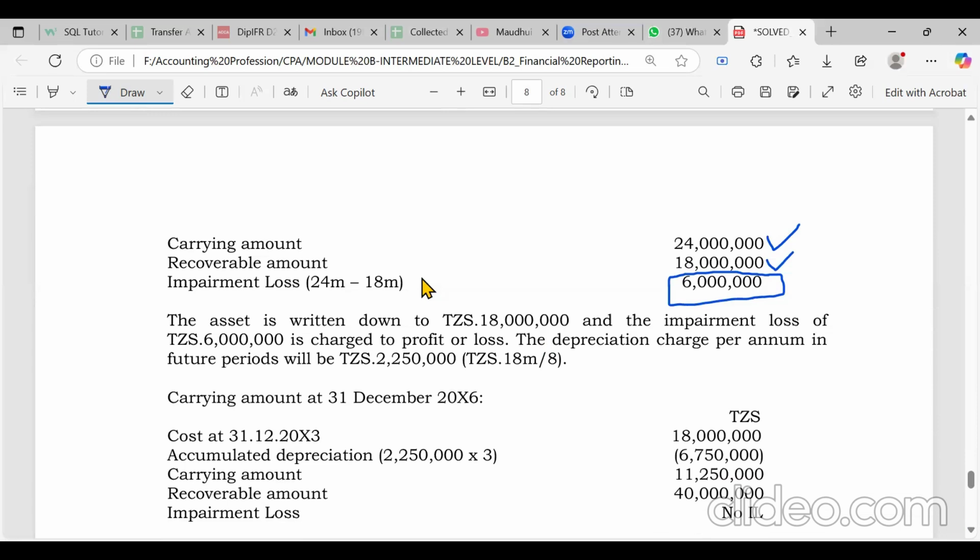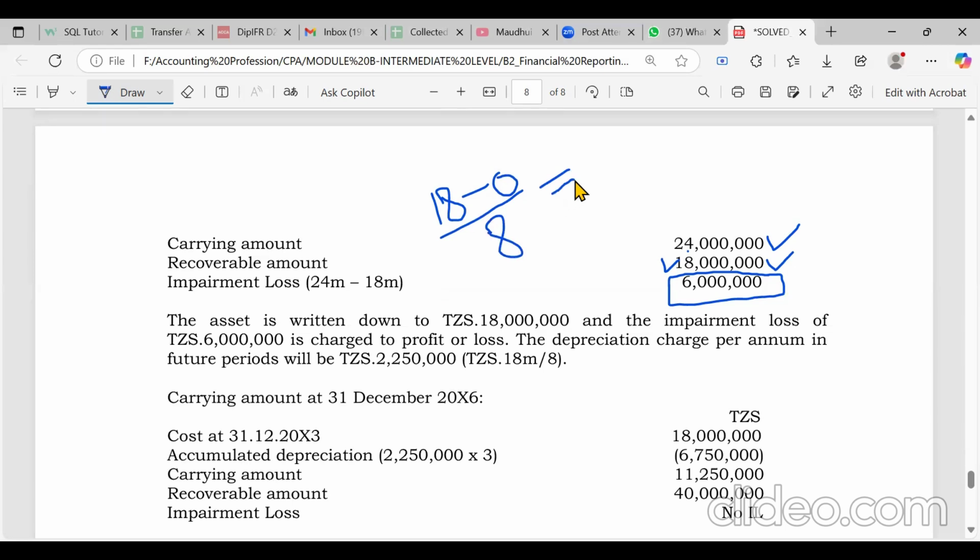So what we're going to do is, after writing down the value of the asset, it would now be 18 million, because we would reduce it by 60 million. So what will be the depreciation? I will take 18 million and a residual value which is not given, so presumed to be nil, divided by the remaining life, which is how much? 18 over 8.